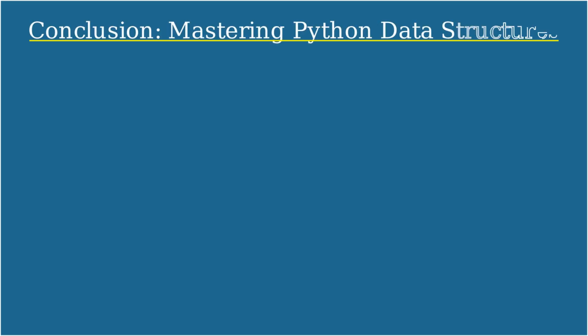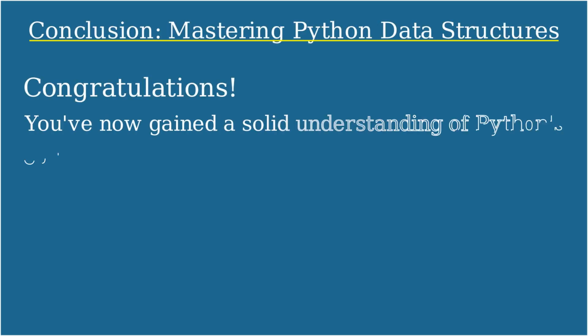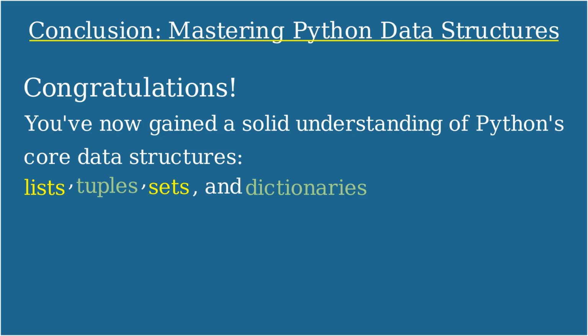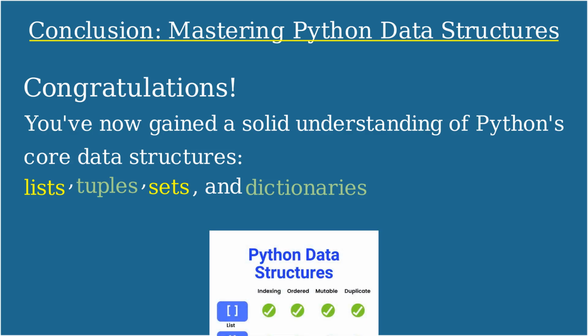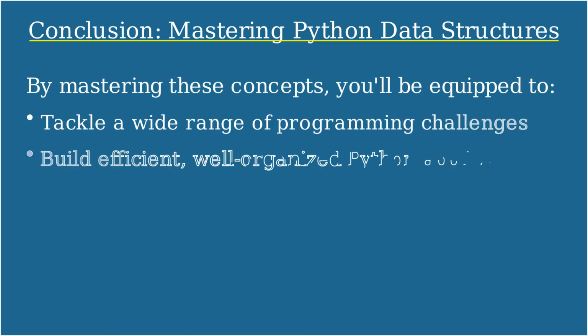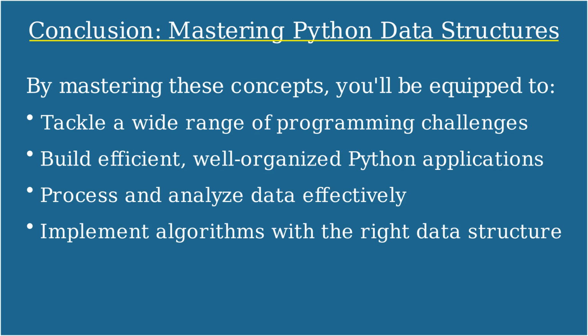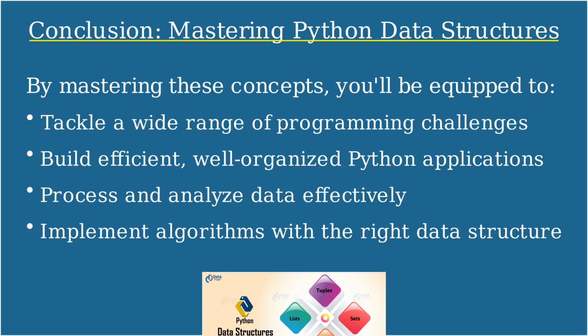Conclusion: Mastering Python data structures. Congratulations! You've now gained a solid understanding of Python's core data structures: lists, tuples, sets, and dictionaries. These four data structures differ in key aspects such as ordering, mutability, indexing, and how they handle duplicate values. By mastering these concepts, you'll be equipped to tackle a wide range of programming challenges. You now understand how each structure connects to one another and when to use each one for optimal results.